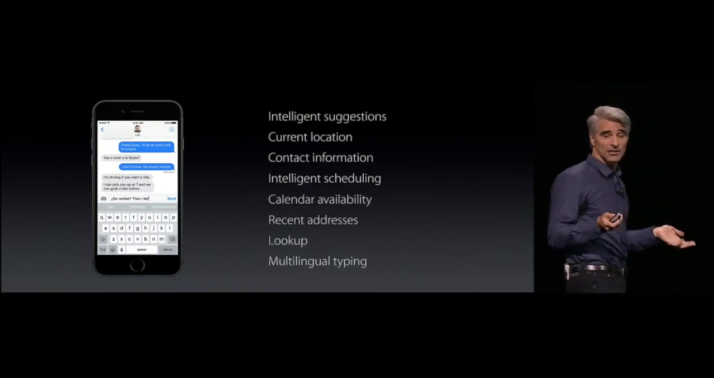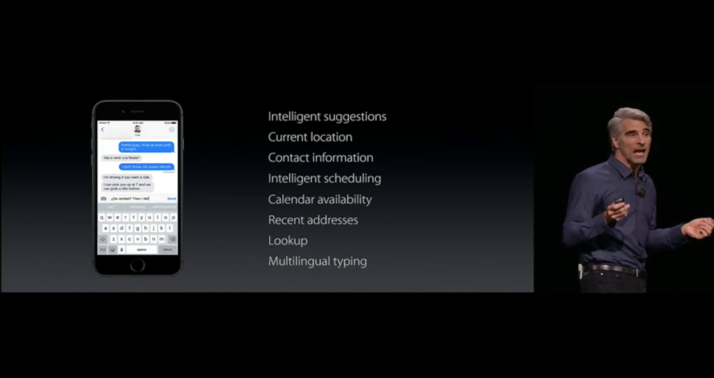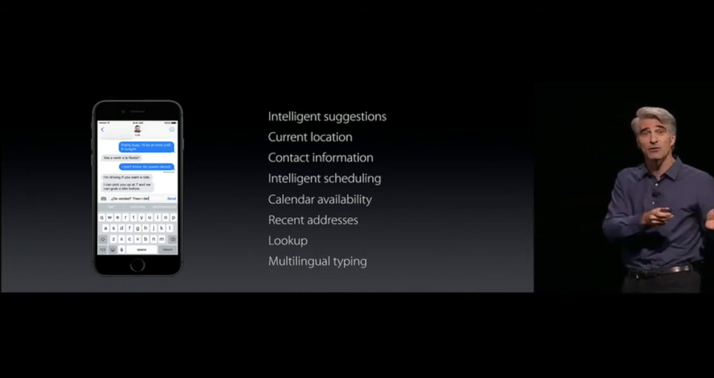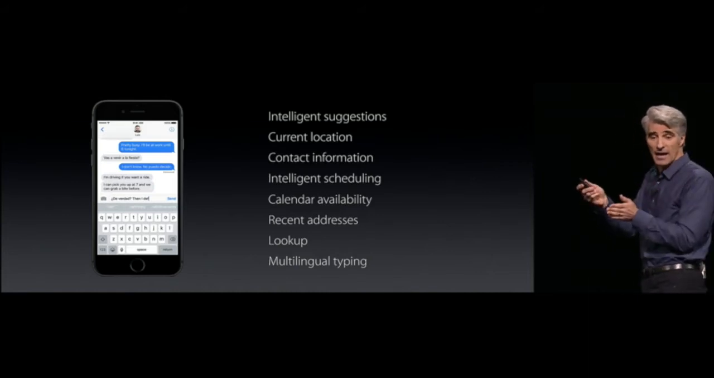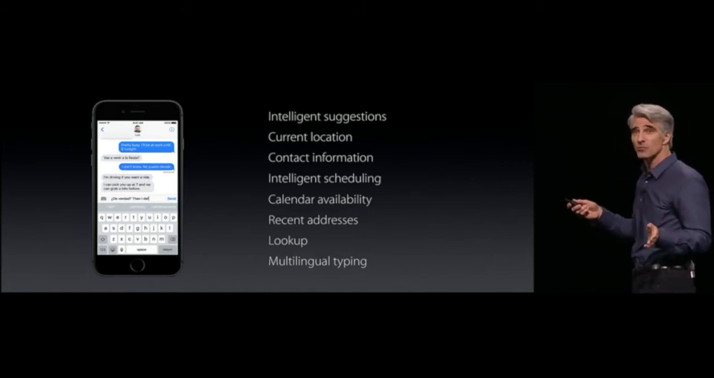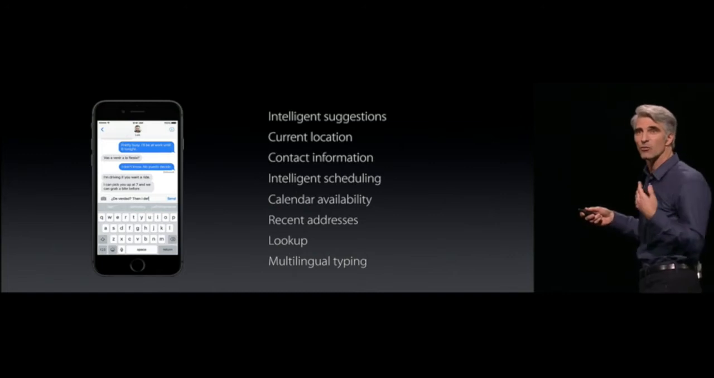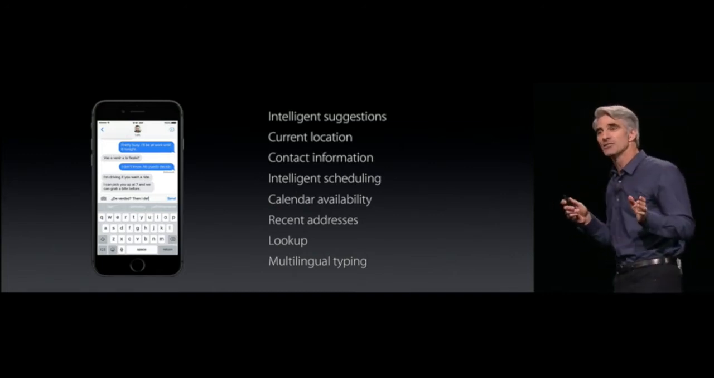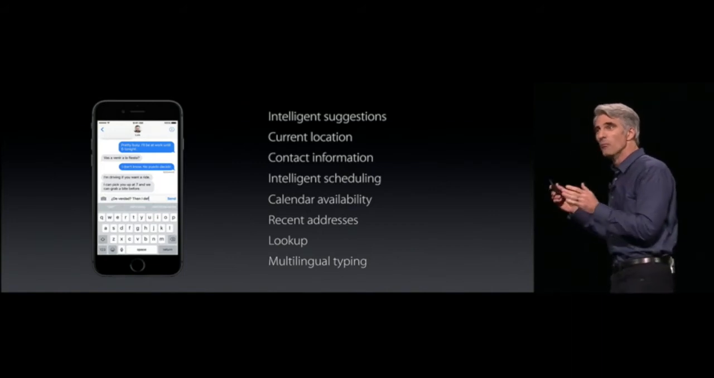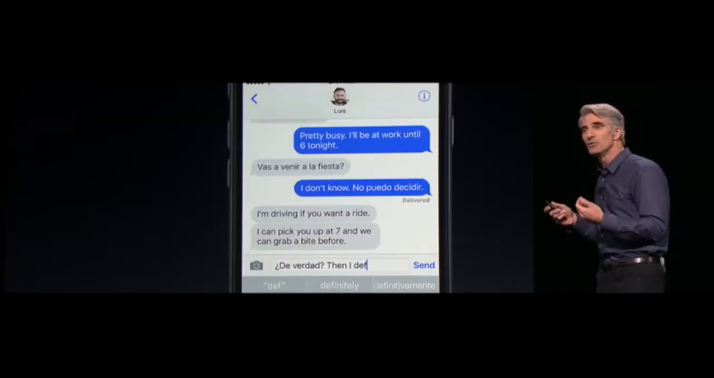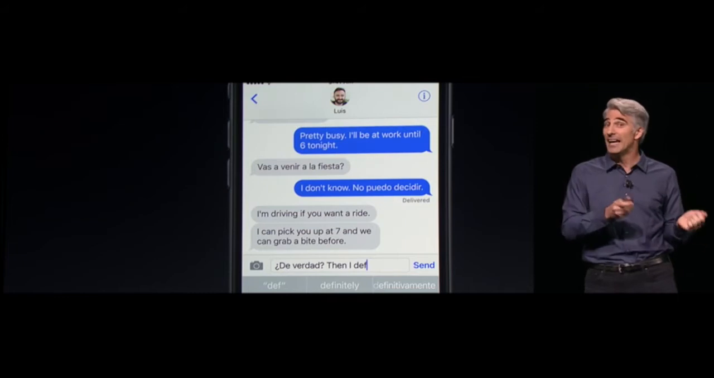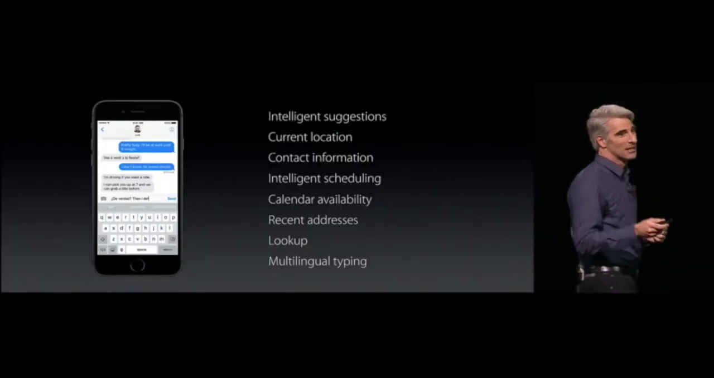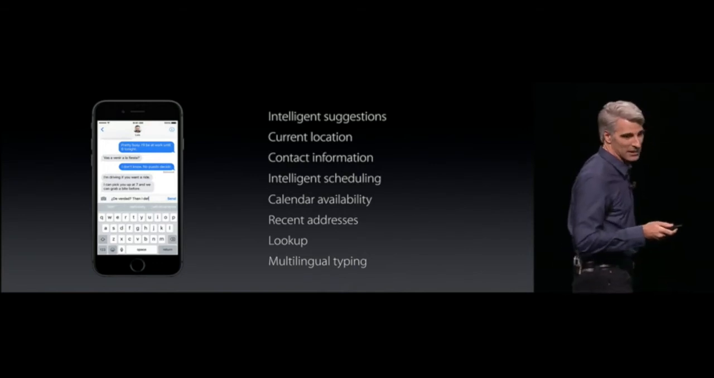Can check your calendar availability for you automatically. Help you paste a recent address automatically, filled in based on addresses you were browsing in other apps. It can help you look up terms it recognizes, things like movies and restaurants. With one tap, you can get more information. And the QuickType keyboard now supports multilingual typing. So if you like typing alternating maybe between English and Spanish or Italian, you don't have to switch keyboards. QuickType can follow you automatically.